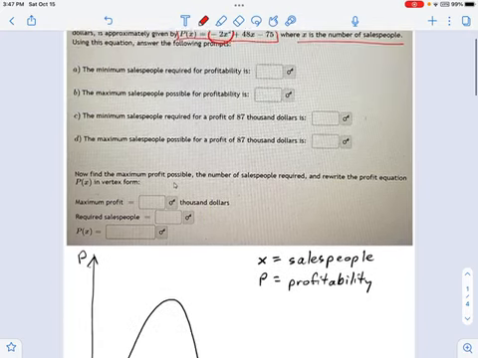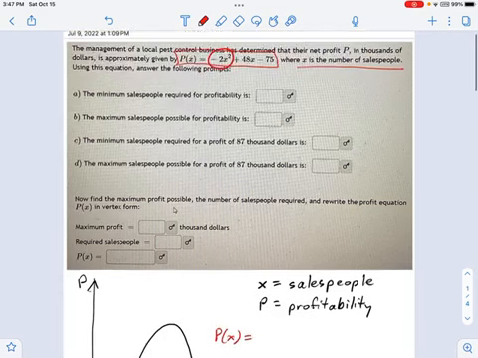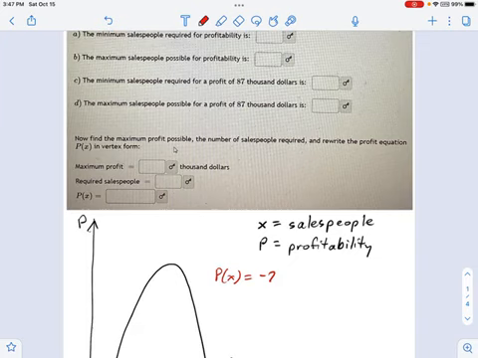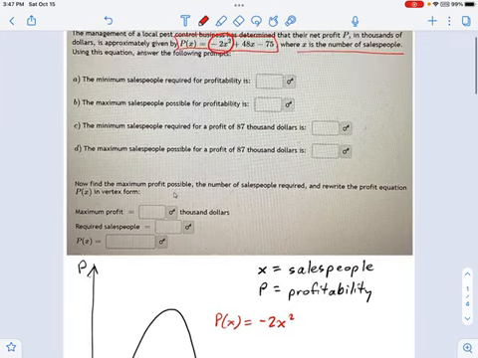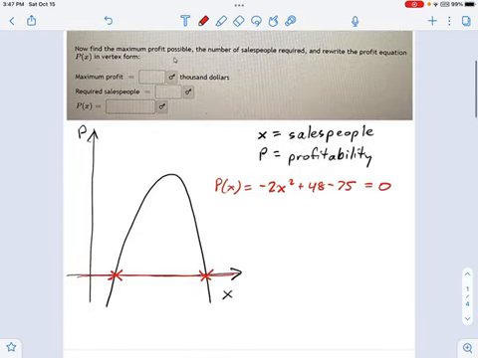So let's take that equation, P of x equals negative 2x squared plus 48x minus 75. And now we're going to turn that into a profitability equation by setting it equal to 0. And you see, if I'm to the left here, then the business is not going to be profitable. Likewise, if I have too many employees, they're all standing around, they have nothing to do. Too many salaries, it's not profitable. But there's a sweet spot, and we have to find that.